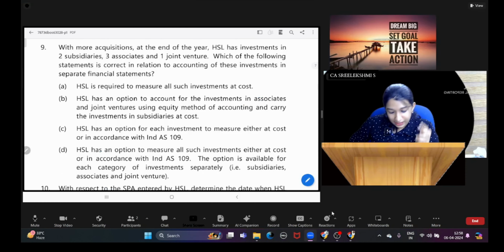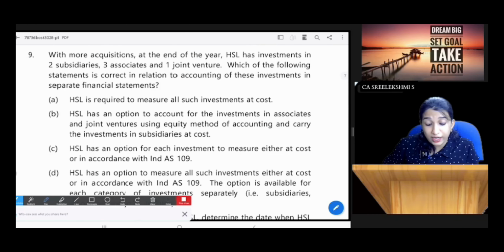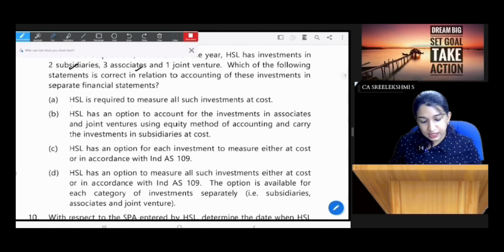Question number 9, with more acquisitions at the end of the year. HSL has investment in 2 subsidiaries, 3 associates, and 1 joint venture. Which of the following statements is correct? HSL is required to measure all such investments at cost. No. This is actually a question on Ind AS 27.